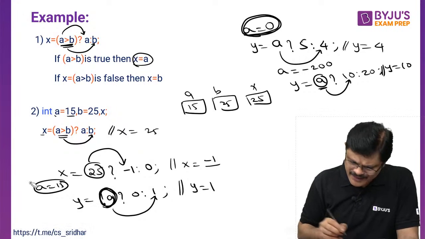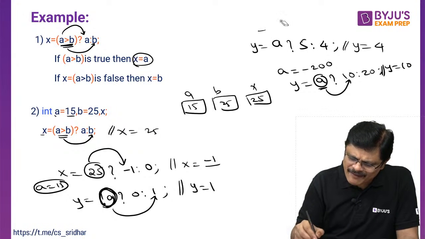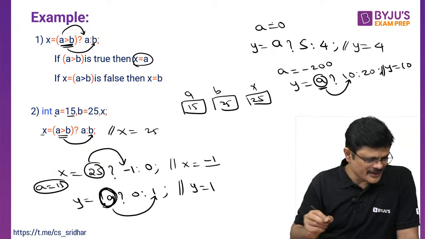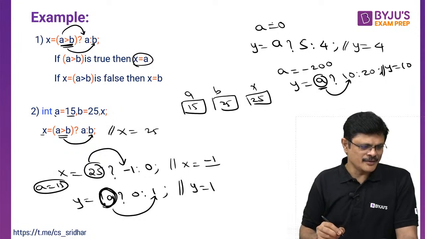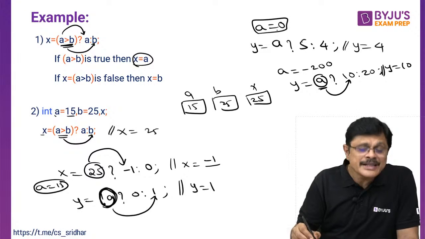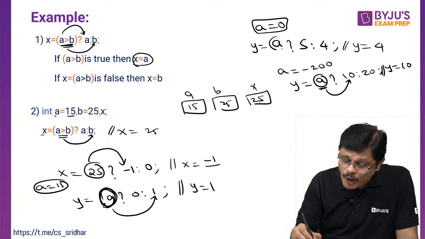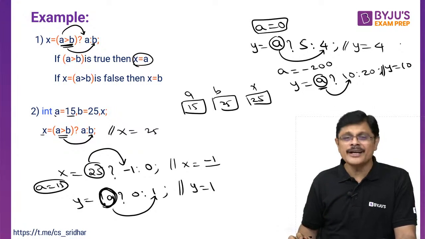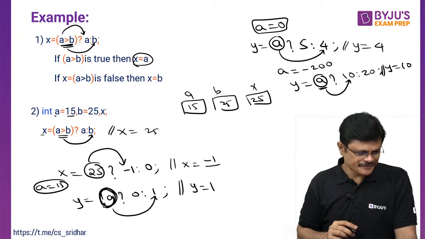Whereas here, I think Tanmoji is having a doubt, so let me clear that doubt for her. Here A is 0, sir. Now it's clear. Okay, fine. A is 0 in this case. 0 means false. False means second expression. That's why the y value is 4 here. Got it?